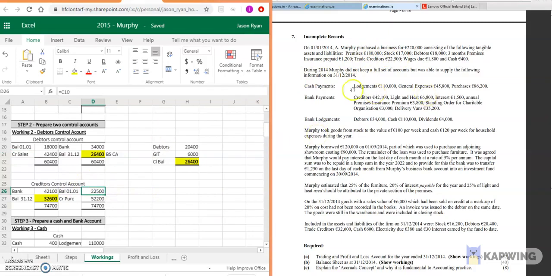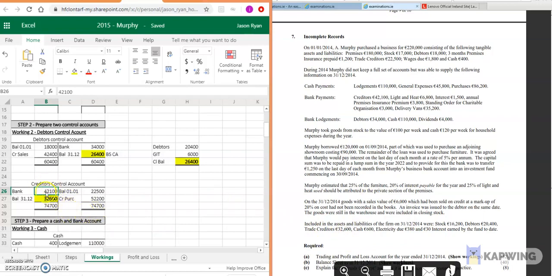Have a look down through the question to see do we have any other creditors. And we have bank payments of creditors of 42,100, so we paid our creditors. So that's going to reduce our creditors figure, so it's going to go on the debit side, 42,100. And then have a look at the end and see what's our balance figure for the end of the period. And we see we've got trade creditors of 32,600, so that's going to go on the debit side. It will be brought down to the credit side for the next month.